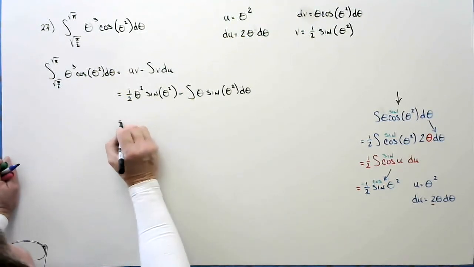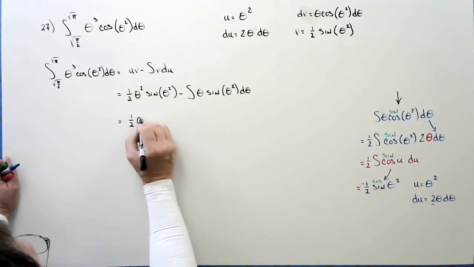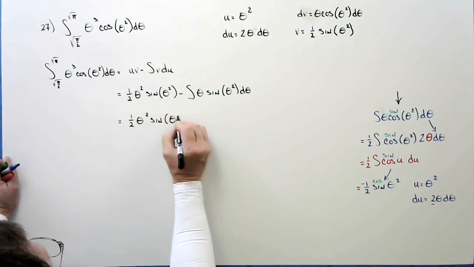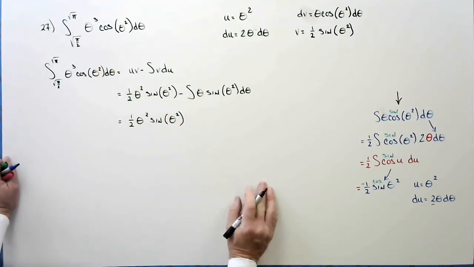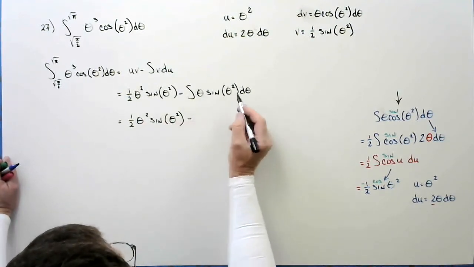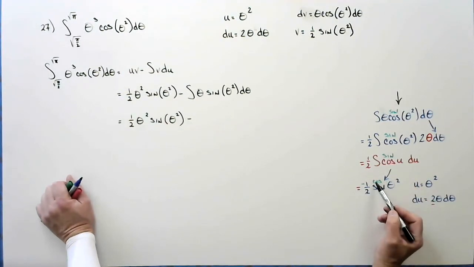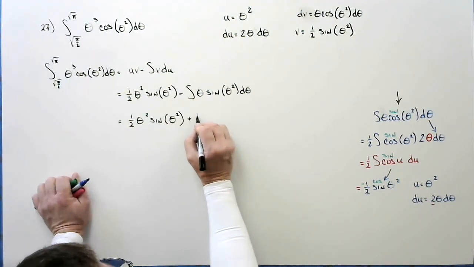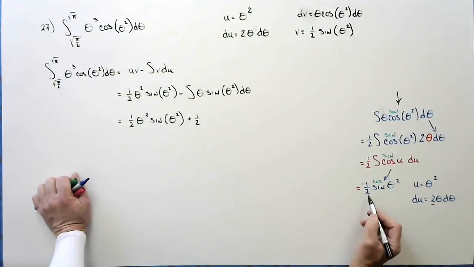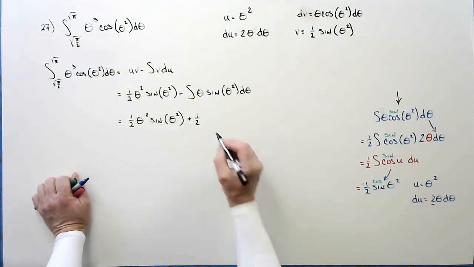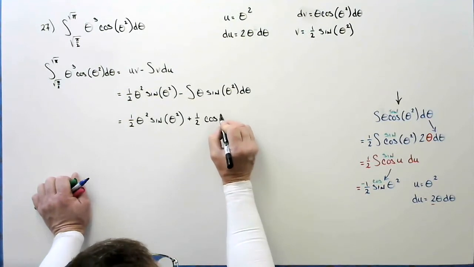So what do we have now? We have 1/2 theta squared sine of theta squared minus, and when we integrate this, we know what we're going to get: the integral of sine is negative cosine, so those two negatives make a positive. We're going to get 1/2 from here. And then we get, instead of sine theta squared, we're going to get cosine theta squared.